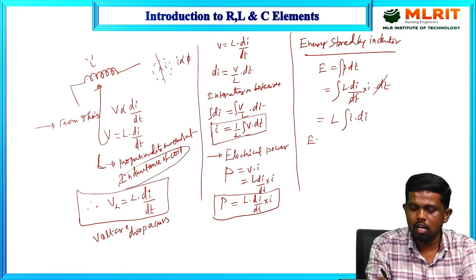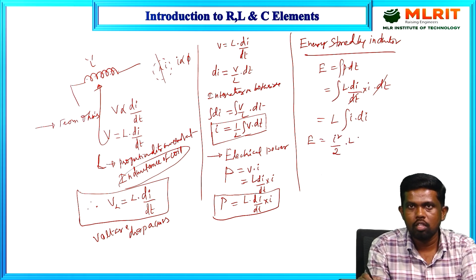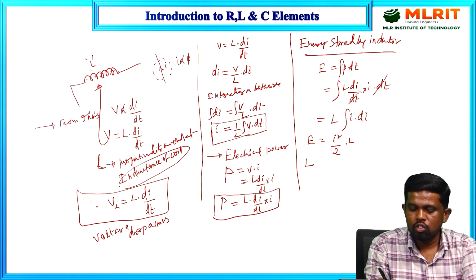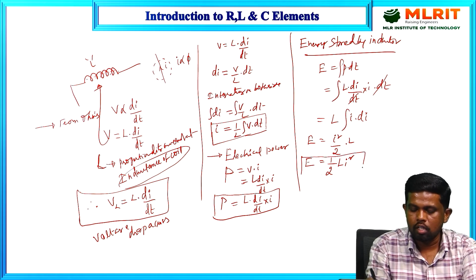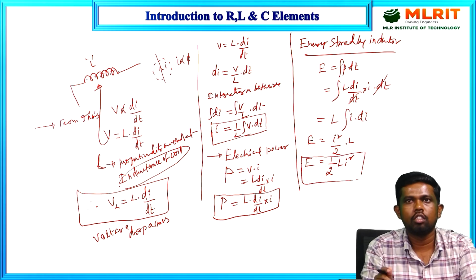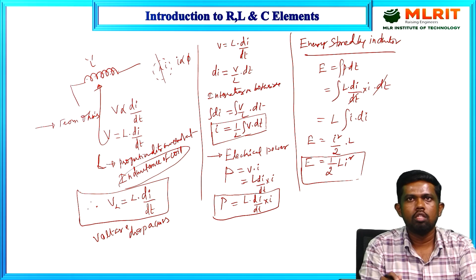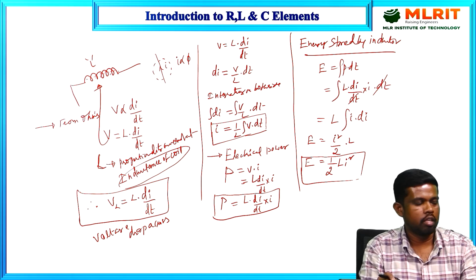The integration of I gives I square by 2, with L kept as it is. So finally, the energy stored by the inductor is half L I square. This much energy is stored by the inductor from the source. So the inductor is an energy storage element.